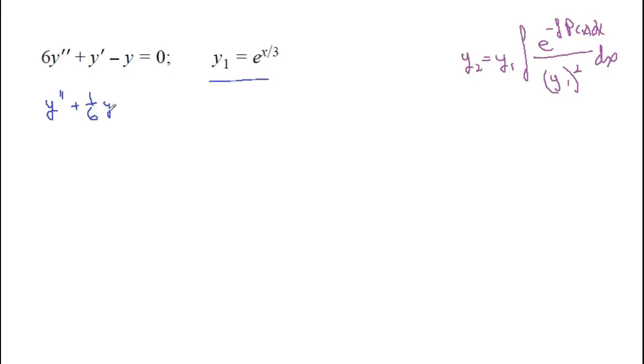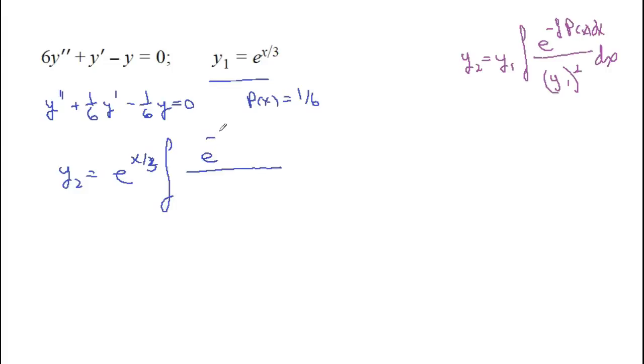Neglecting to do this step can lead to very big problems, because if you have the wrong function in front of y prime, this is not going to work out correctly, and it's just kind of a big mess. You definitely want this to be isolated first. Now this is my known solution, and I also know that my p of x function is the constant 1/6. Applying these to the formula gives me the second solution to be my known function, which is not that but this, times the integral of e to the negative integral 1/6 dx over that known solution squared.